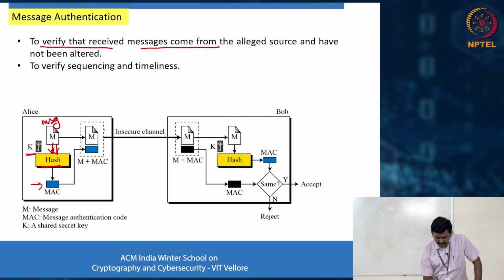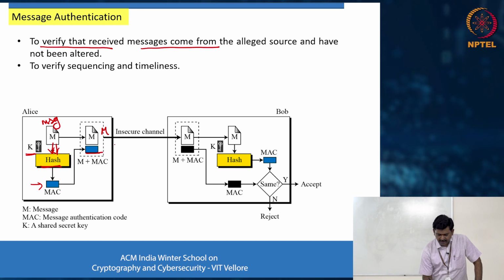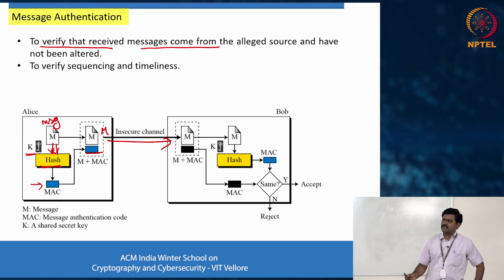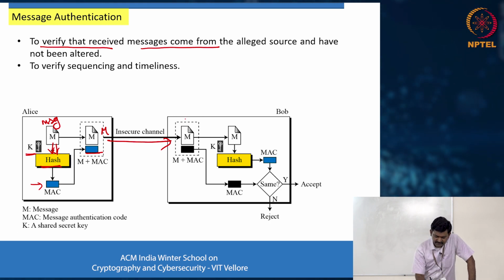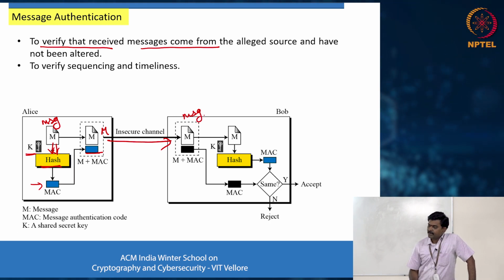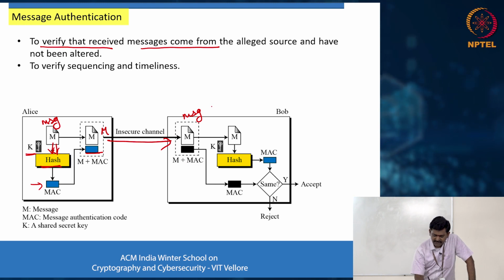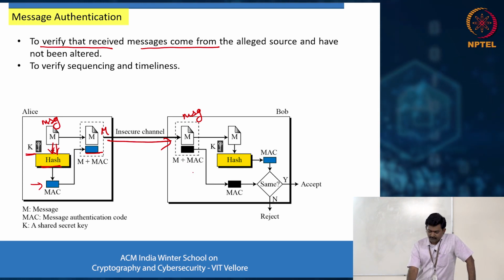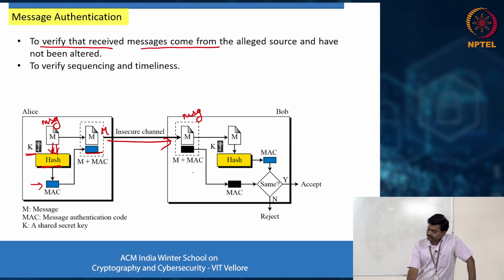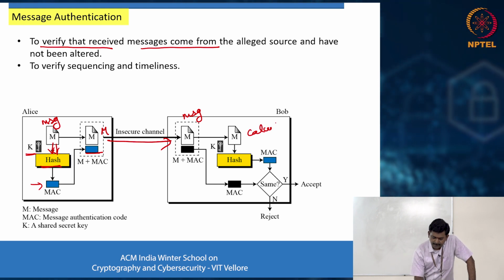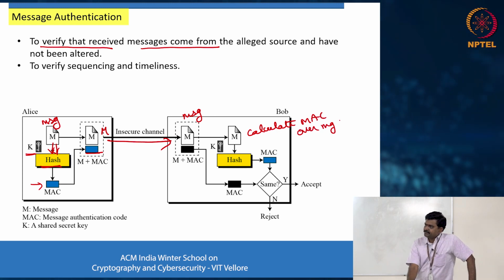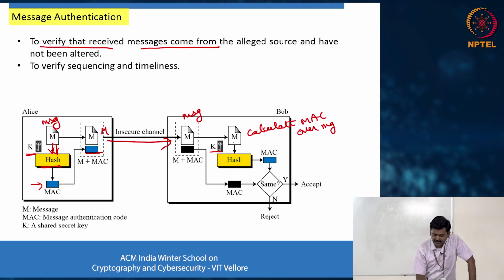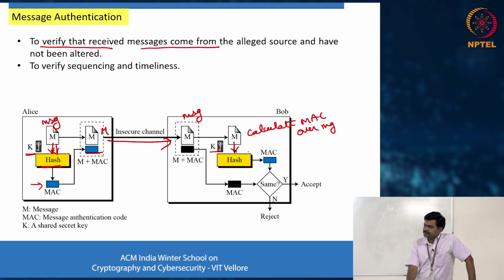So you take the message and also the MAC code, and send them over an insecure channel such as the internet. What would the receiver do? The receiver gets both the message plus the MAC code. Then what is the receiver doing? He calculates the MAC over the message. How does he calculate? He submits the key and the message to the hash function.